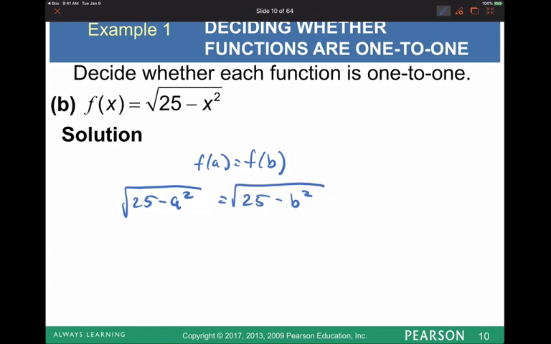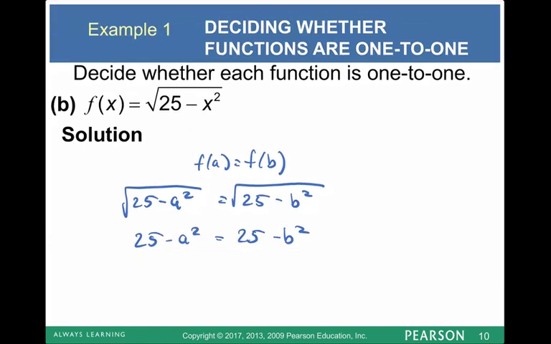Okay, so yeah, we should be able to square both sides, right? We can square both sides. We'll get 25 minus a squared equals 25 minus b squared. We can subtract 25 from both sides. We get negative a squared equals negative b squared. Multiply both sides by negative. A squared equals b squared.